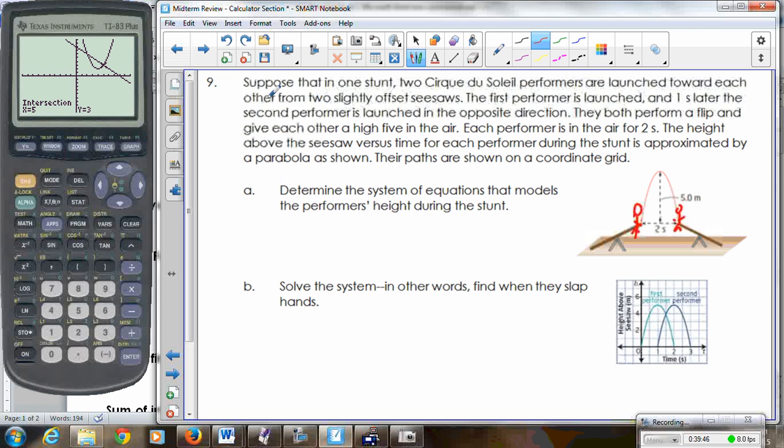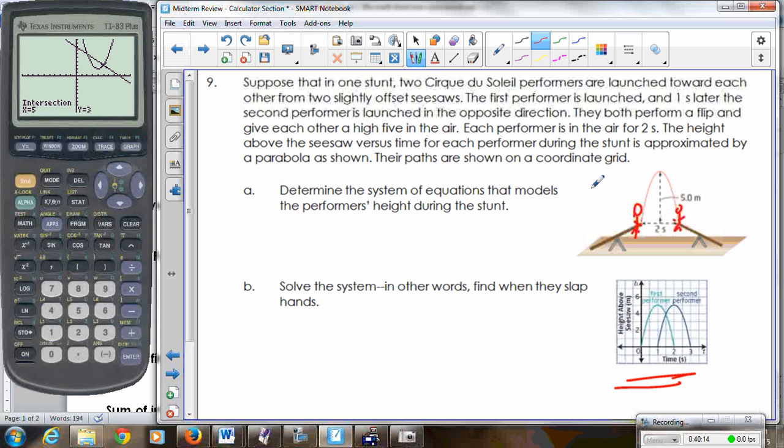So basically, they're both launched off these seesaws. The first performer is launched, and then 1 second later, the second performer is launched in the opposite direction. They both perform a flip and give each other a high five in the air. Each performer is in the air for 2 seconds. The height above the seesaw versus time for each performer during the stunt is approximated by the parabola as shown. Their paths are shown in the coordinate grid. So this is what we're looking at.